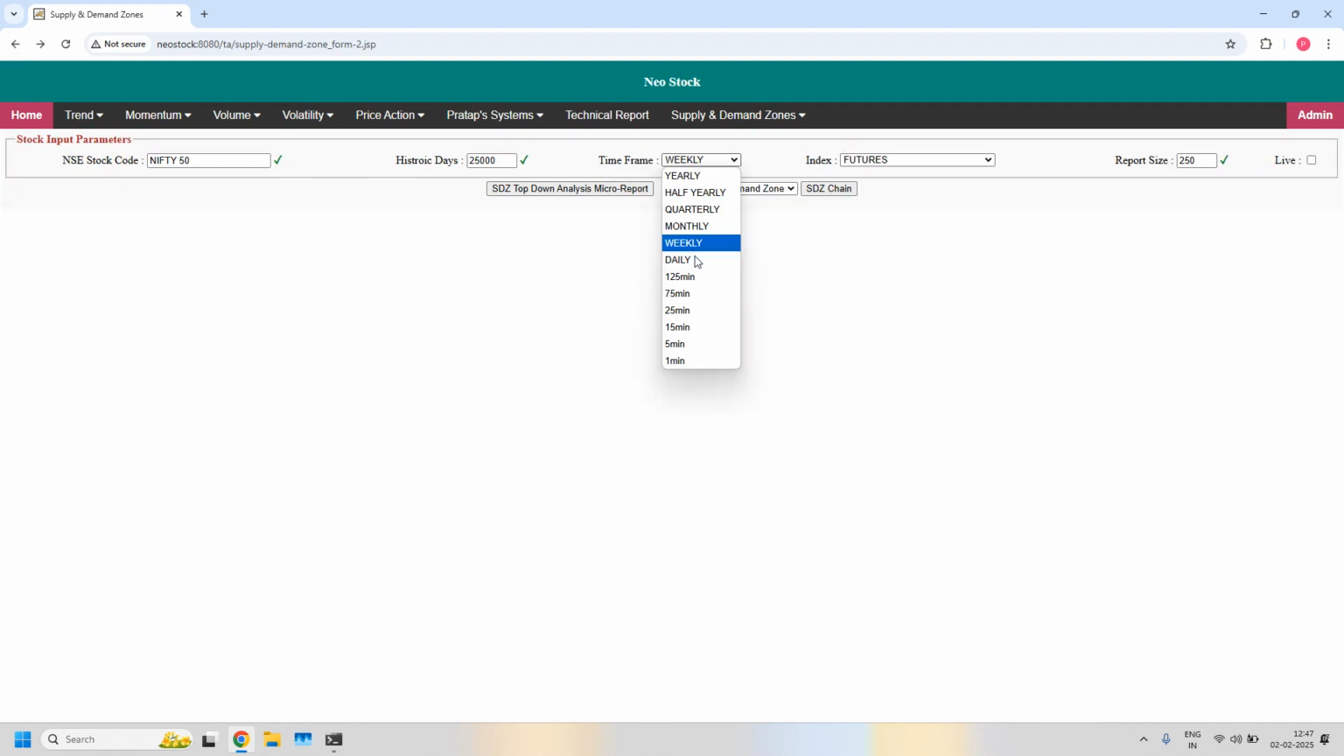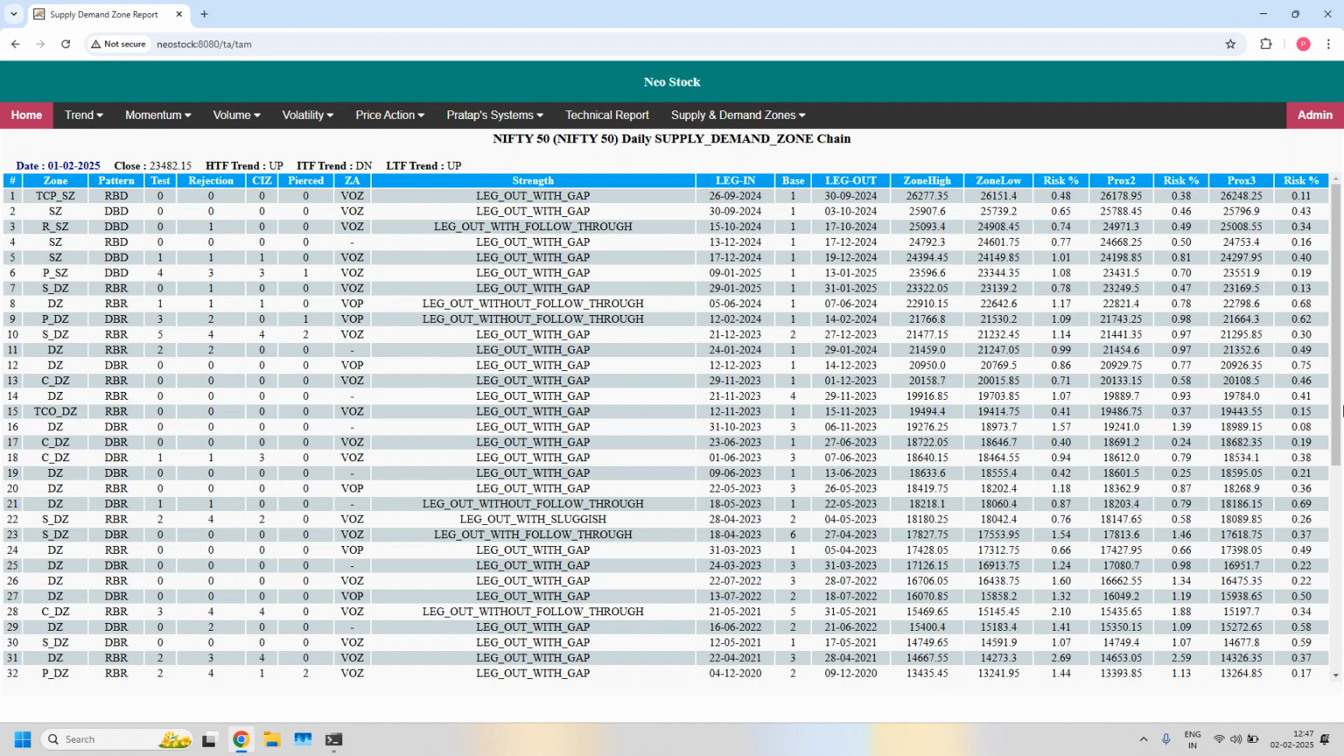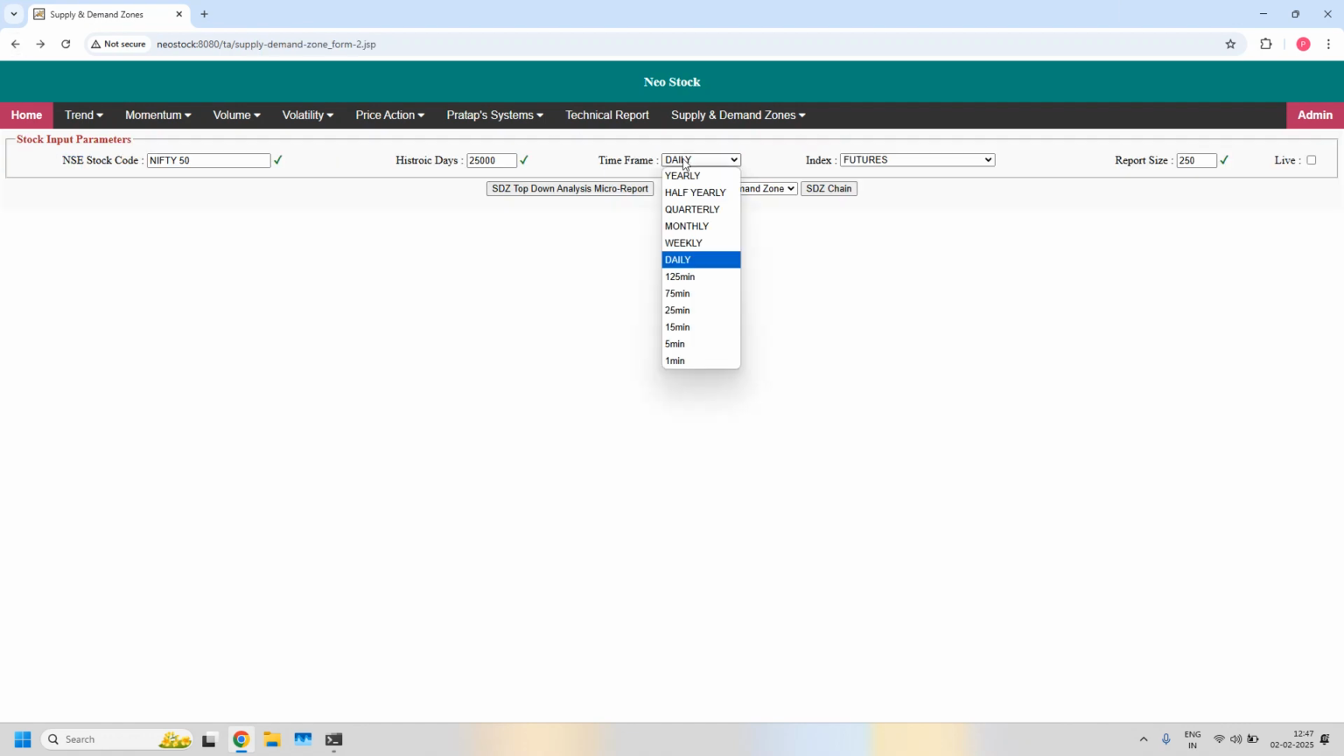Next, daily supply demand zone chain for NIFTY. Next, 125 minutes supply demand zone chain for NIFTY.